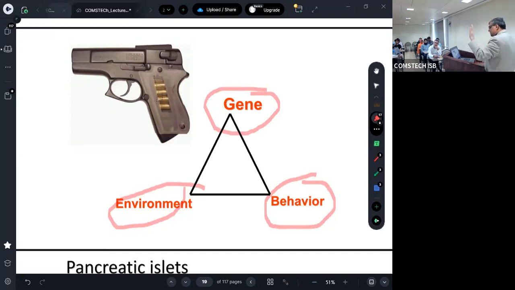If your father has diabetes, the chance of you getting diabetes is 25%. If your mother has diabetes, 25% chance. My question is, if father and mother both have diabetes, what is the chance of diabetes?